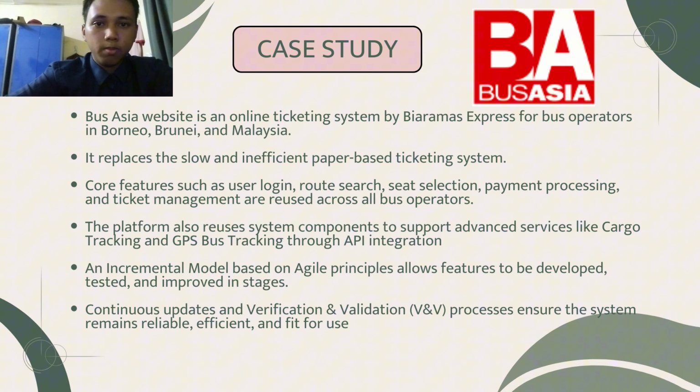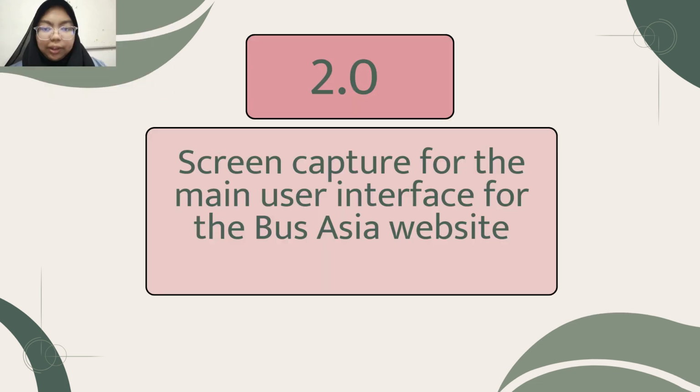An incremental model based on agile principles allows features to be developed, tested, and improved in stages. Continuous updates and verification and validation processes ensure the system remains reliable, efficient, and fit for use. Main user interface of the Bus Asia website. There are 5 main user interface pages in the Bus Asia website.